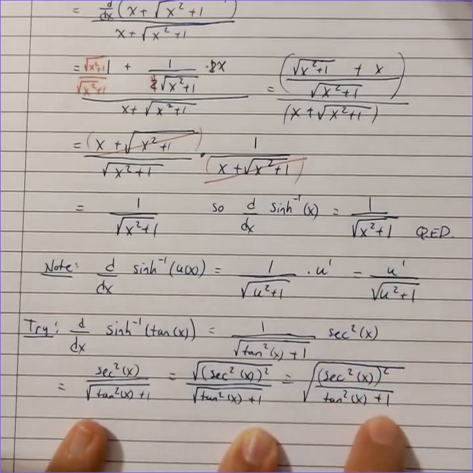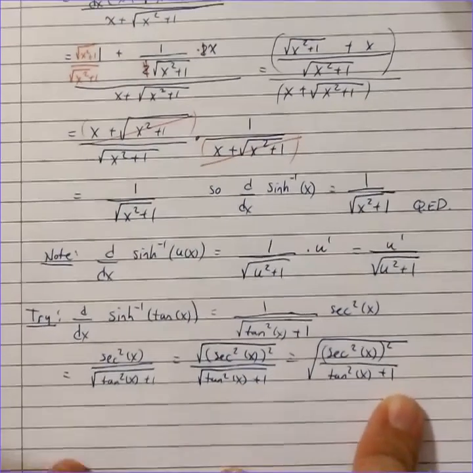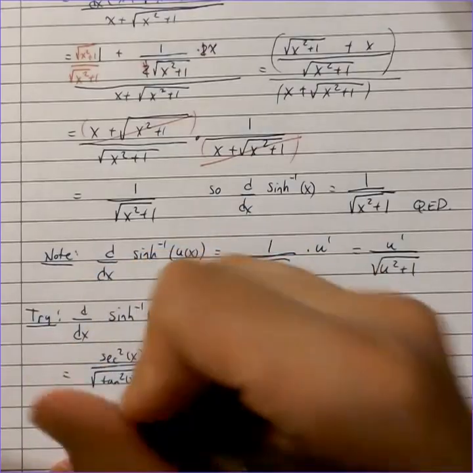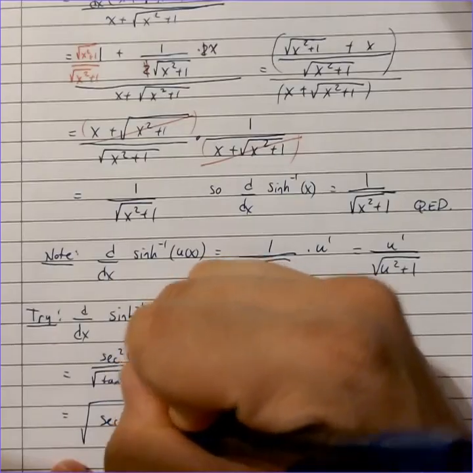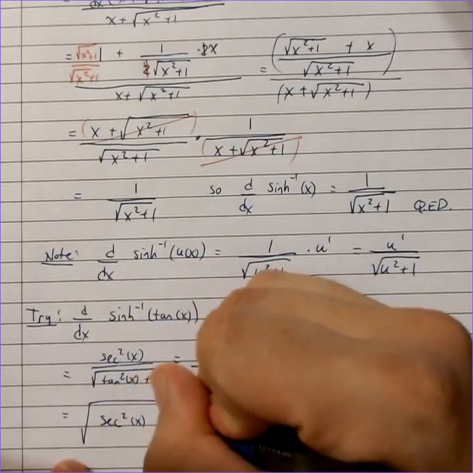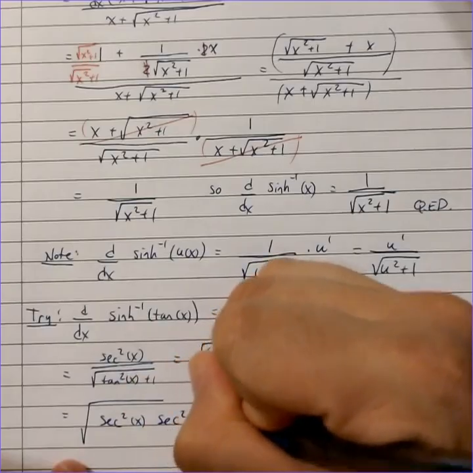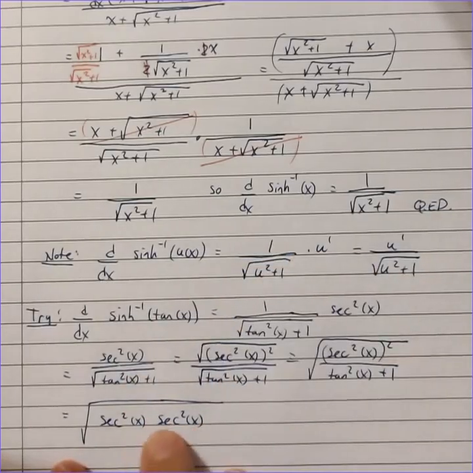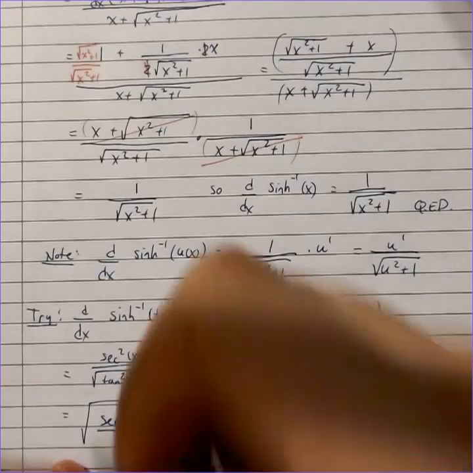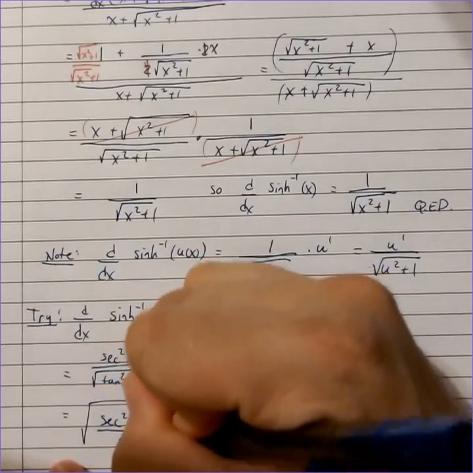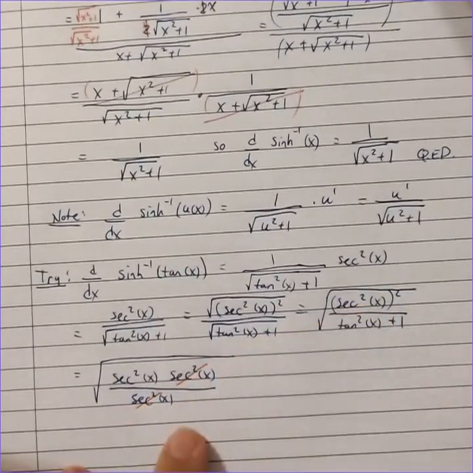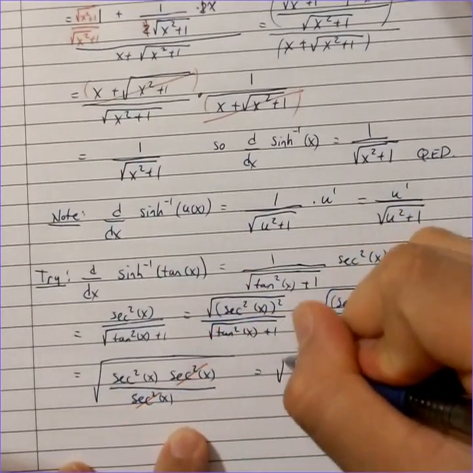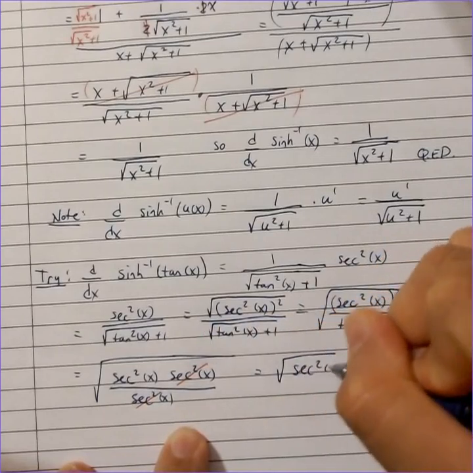But now that's a Pythagorean identity. Tangent squared of x plus 1, that's secant squared of x. So we can now write this as the square root of the secant squared of x squared. And here, in fact, I'm going to write it as secant squared of x times secant squared of x. Squared means times itself. Over, that's now secant squared of x. And now these two divide away, and I'm left with the square root of secant squared of x.